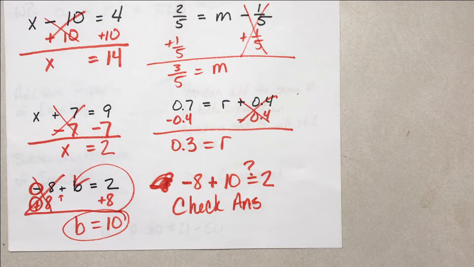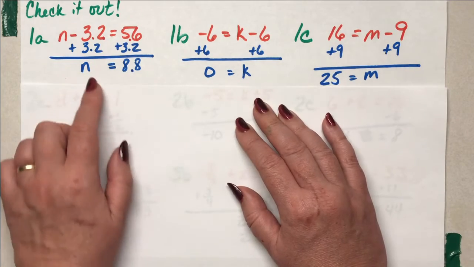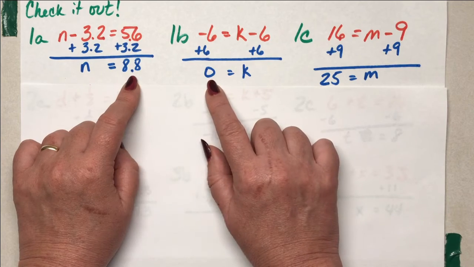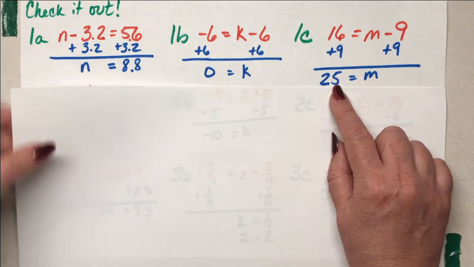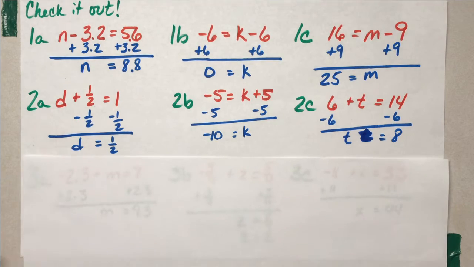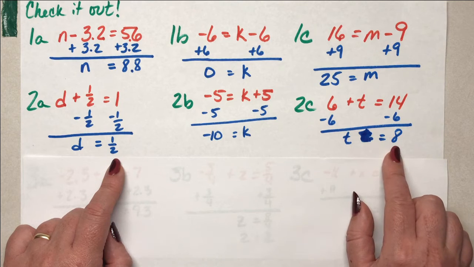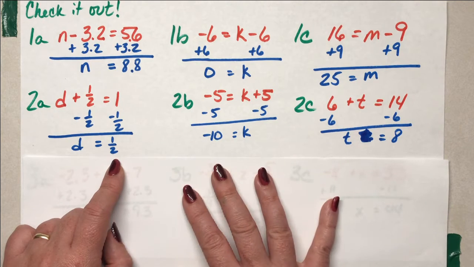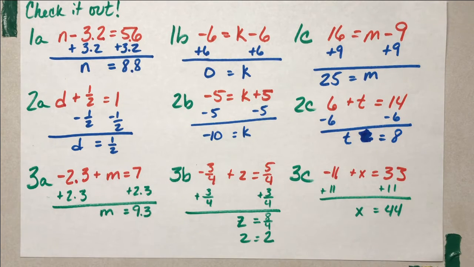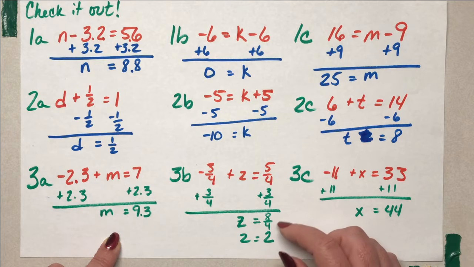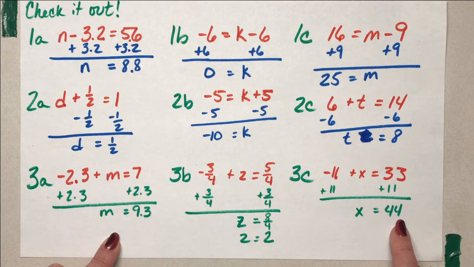Okay? I'd like to ask you to do the check it out problems, numbers 1, 2, and 3. Push pause and come back. Our check it out problems for number 1, n equals 8.8. K equals 0 and m equals 25. For check it out 2, d equals 1/2, k equals -10, t equals 8. If you have any questions about these, please ask me. And 3, m equals 9.3, z equals 2 8/4, and x equals 44.